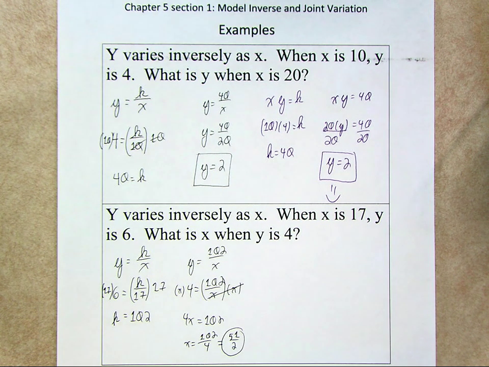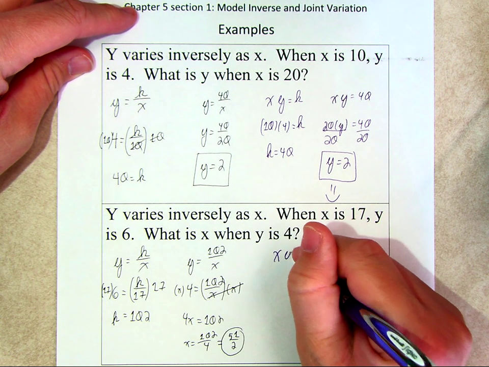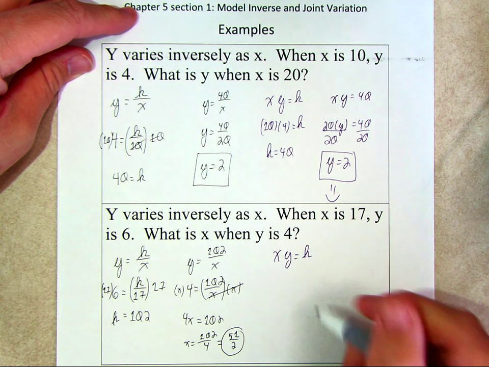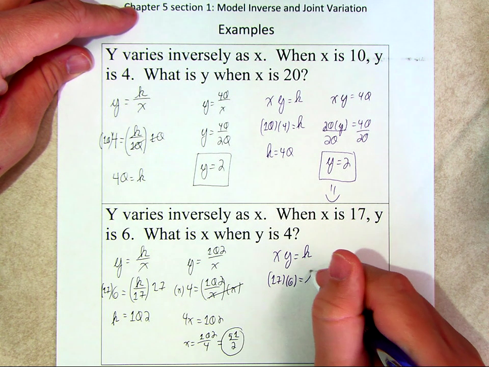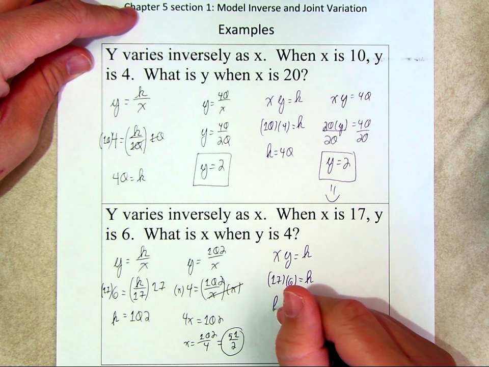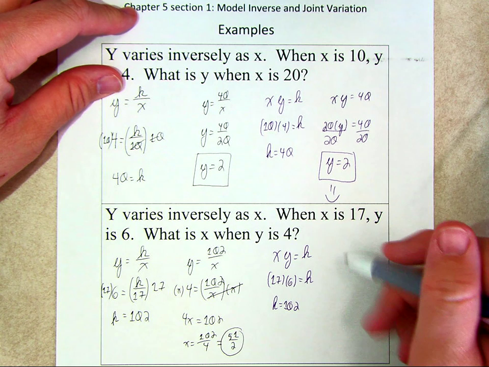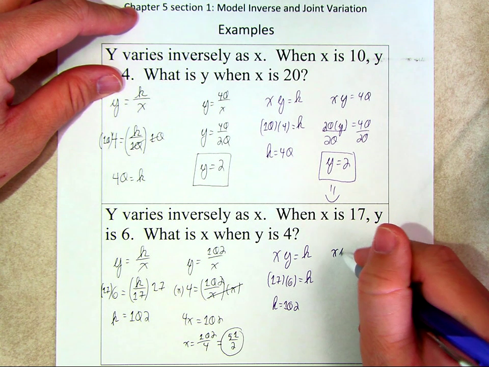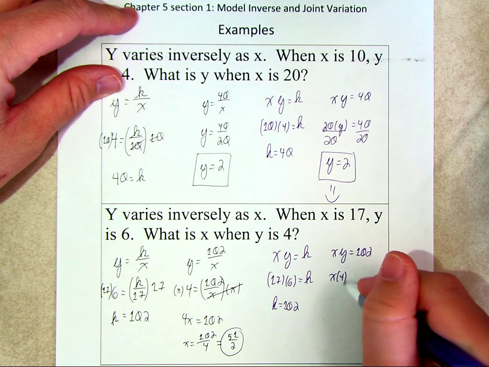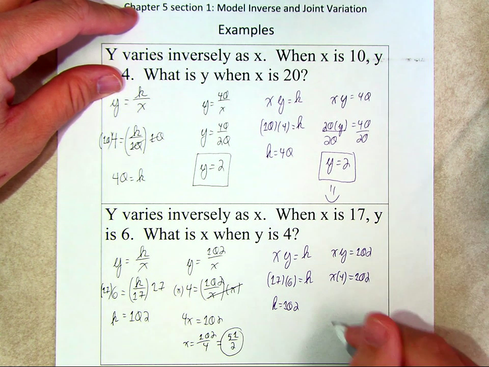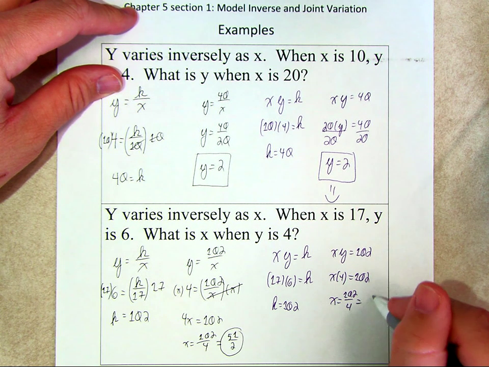Again, let's take a look at that using the other formula. xy equals k. Okay. x is 17, and y is 6, equals k. Well, there we get k is 102. Now, we'll use the formula again. So xy equals 102. x times 4 equals 102. Well, x is then equal to 102 over 4, which is still 51/2.